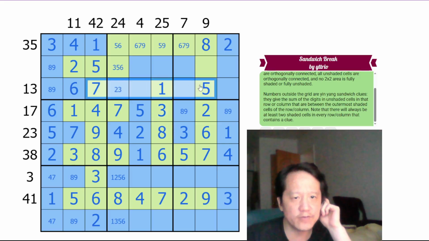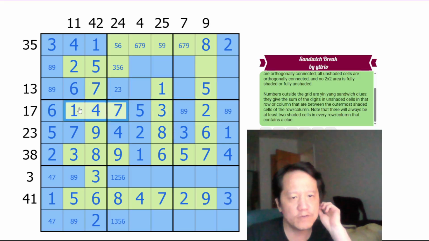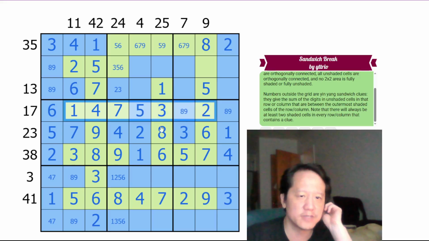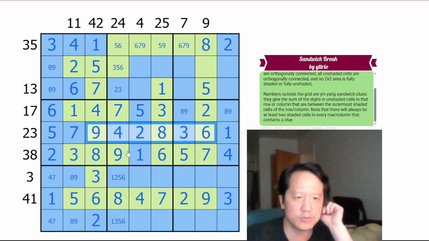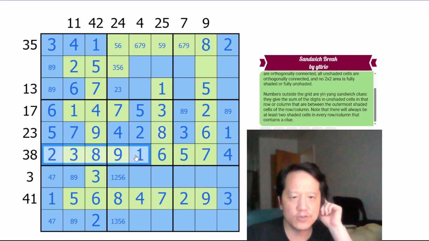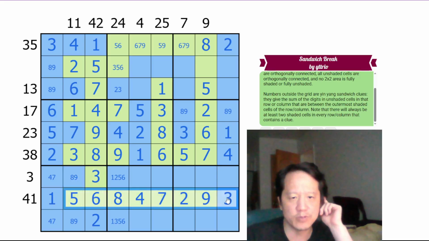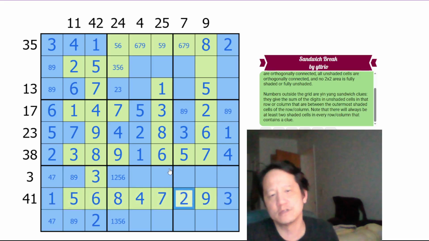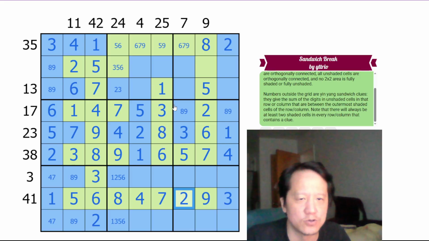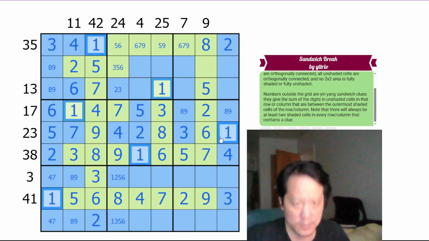1, 7, 5 adds up to 13. 1, 4, 7, 3, 2 adds up to 17. 9, 8, 6 adds up to 23. Everything but 1, 2, 4 adds up to 38. This is 3, and everything but 1 and 3 add up to 41. So now the rest of this is just normal Sudoku. Okay.